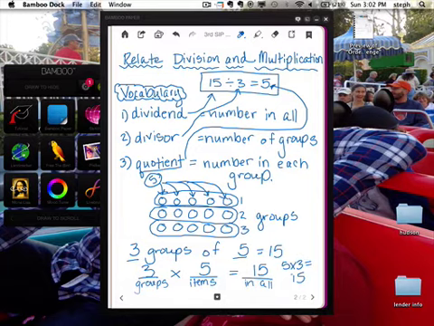So that's how division and multiplication are related. We'll talk more about it in class and do an activity with it.